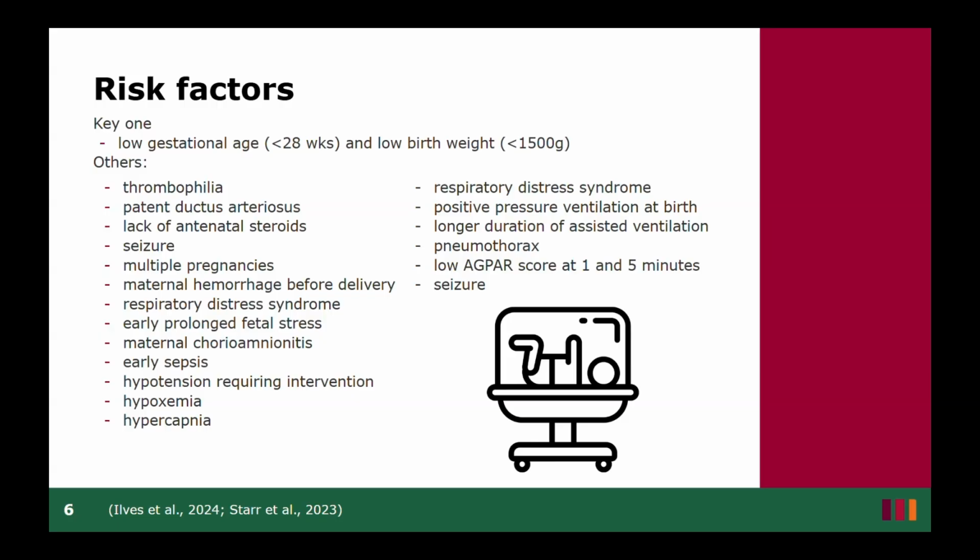So I have a list here. I'll go through some of them, but I won't read all of them. So other things include thrombophilia, patent ductus arteriosus, lack of antenatal steroids, seizure, multiple pregnancies, maternal hemorrhage before delivery, respiratory distress syndrome, early prolonged fetal stress, maternal chorioamnionitis, early sepsis, hypotension requiring intervention, and more.